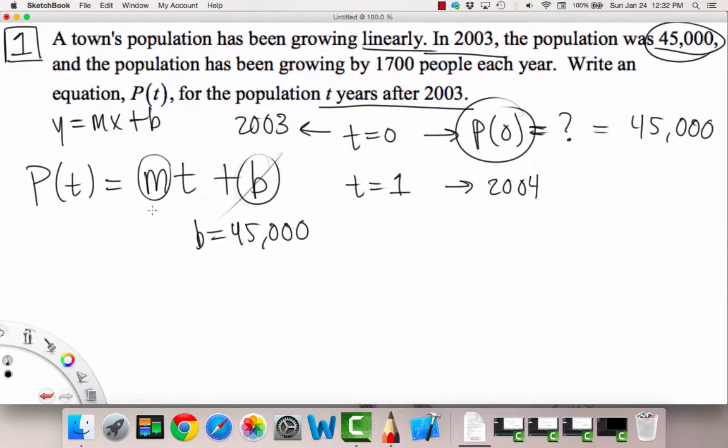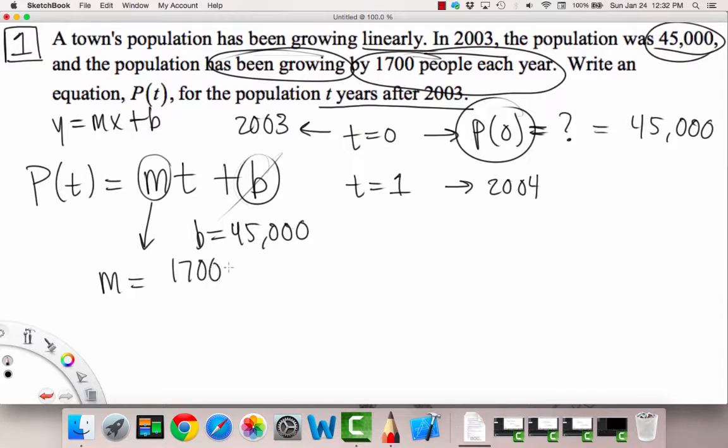Now our job is to find the slope. What's our m? Let's read the problem again. In 2003, the population was this amount, and the population has been growing. So this denotes some kind of change in our function, and the rate is 1,700 people each year. So m is going to be equal to 1,700 people each year. That just gives us a slope of 1,700.